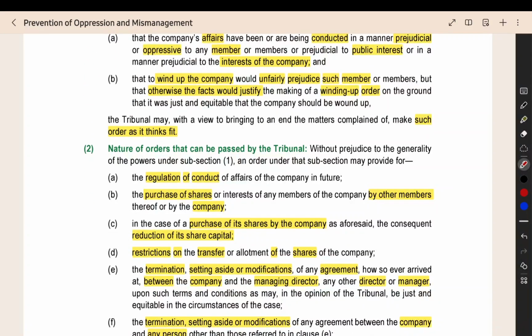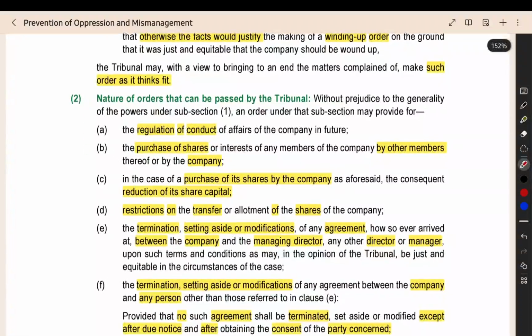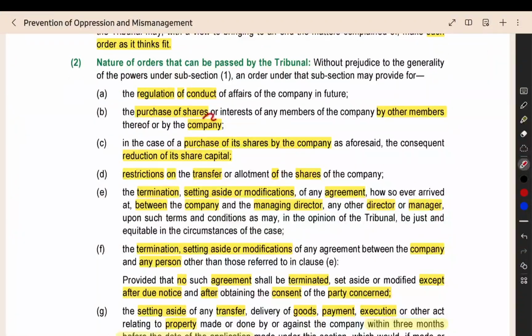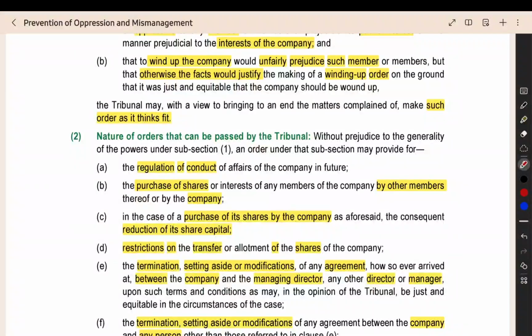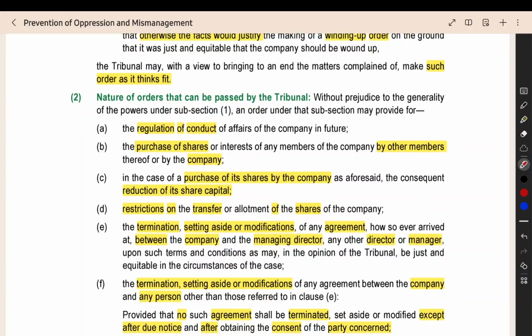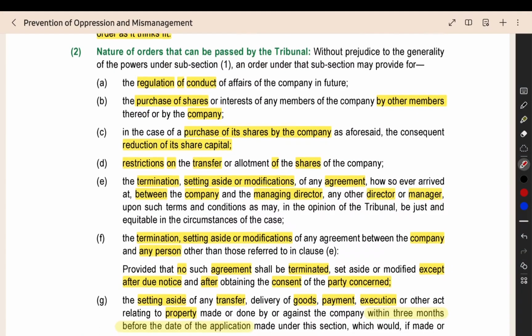So we are going to do an attempt to regulate the company. What order they can pass to regulate the conduct of the company, to purchase the share by other members of the company. We will have some members who colluded with the directors and worked together to do the fraud. Then we can make the other good members purchase the shares of the bad members.